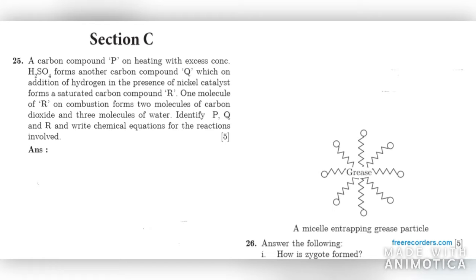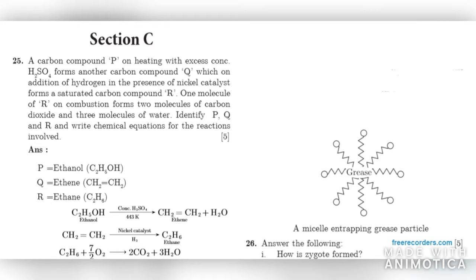So P is ethanol, Q is ethene and R is ethane, and here you need to write all the chemical equations for the reactions. The first one is C2H5OH, which reacts with concentrated H2SO4 to form ethene and water. Now when ethene is treated with hydrogen over a nickel catalyst, it forms ethane. Now when ethane is in the presence of oxygen, it forms carbon dioxide and water and releases energy. So that's what you need to do in question number 25.